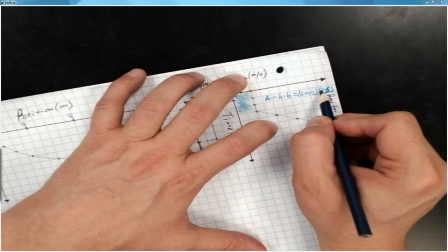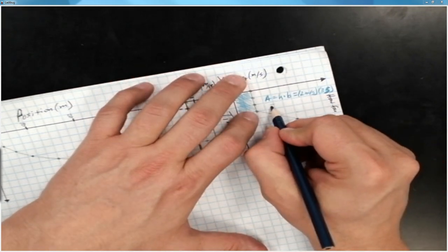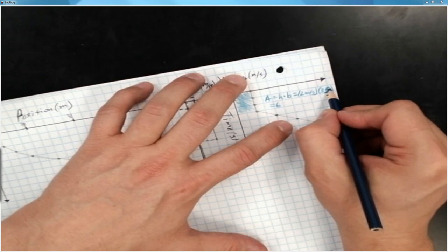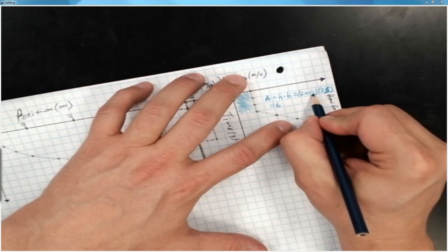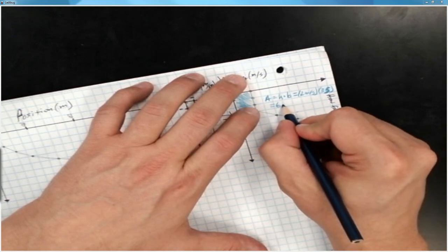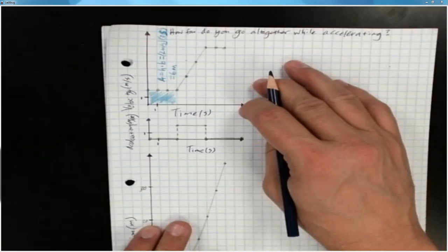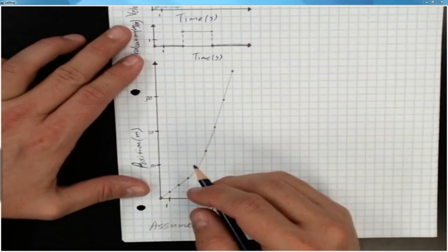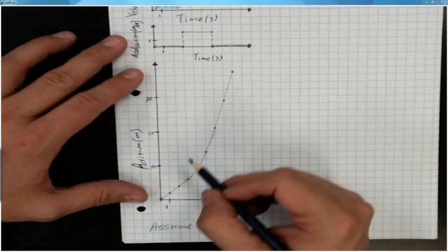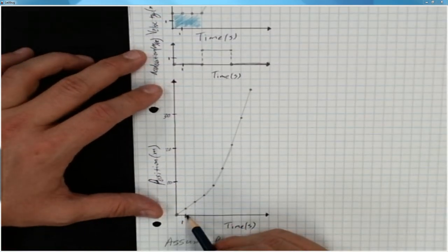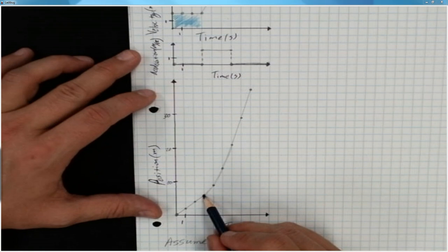So 2 times 3 is 6. And meters per second times second: this second is in the numerator, this second is in the denominator, so they cancel out. And you're going to get 6 meters. That should make sense, because down here, after 3 seconds, I went 1, 2, 3, 4, 5, 6. I went 6 meters.